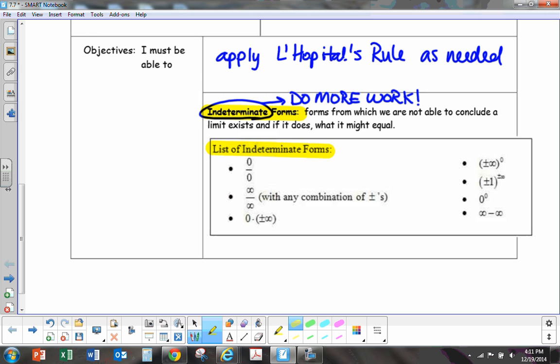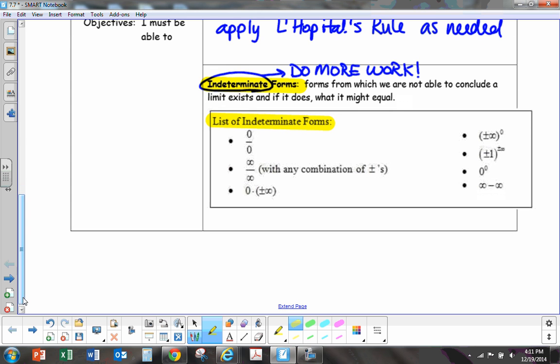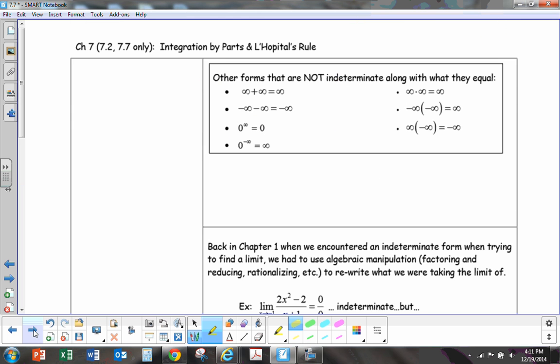Infinity to the 0 power, 0 to the 0 power, infinity minus infinity. So these are just examples of cases when you're working with limits where you're going to have to do something else. You're going to have to rearrange. Other forms where you can find an answer are not indeterminate. You can figure out what they actually equal. Infinity plus infinity is infinity. Infinity times infinity is infinity, and so on. It's got some worked out for you. We've seen these before, but it's just kind of nice, again, to have them in one spot.